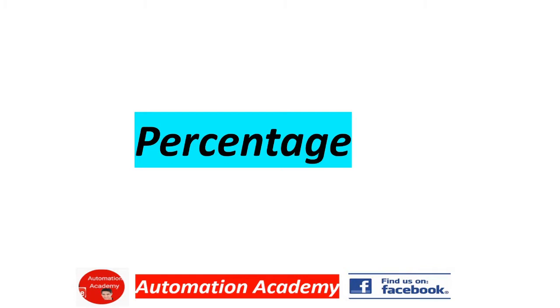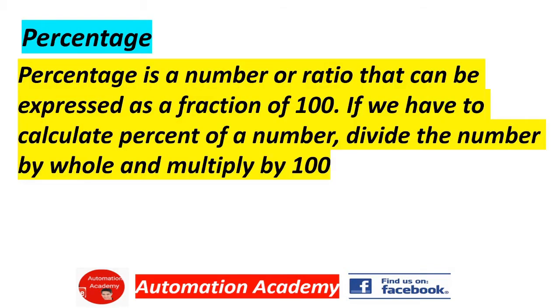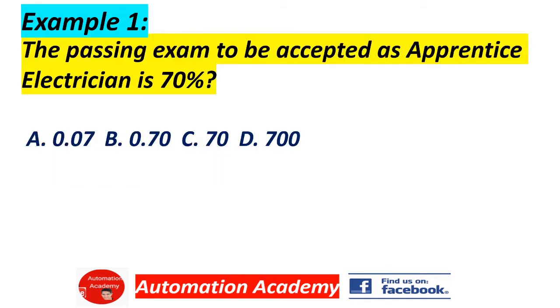Our next topic is percentage. Percentage is a number or ratio that can be expressed as a fraction of 100. If we have to calculate percent of a number, divide the number by a whole and multiply by 100. Example number 1. The passing exam to be accepted as apprentice electrician is 70%. A. 0.07, B. 0.70, C. 70, D. 700. Answer B. 0.70.